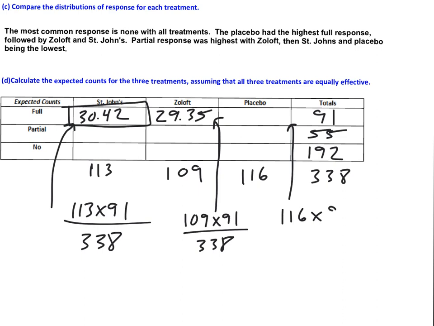116 times 91 over 338. Okay, this already starts to raise the question, on each 4-step, are we going through to get all the expected counts ourselves? No, that will have to wait for the calculator tutorial, but typically that's where this is a little bit different from goodness of fit: the calculator will also give you the expected counts, whereas for goodness of fit we had to find them and enter them. So the sum of the row times the sum of the column divided by the total number of people in the table.